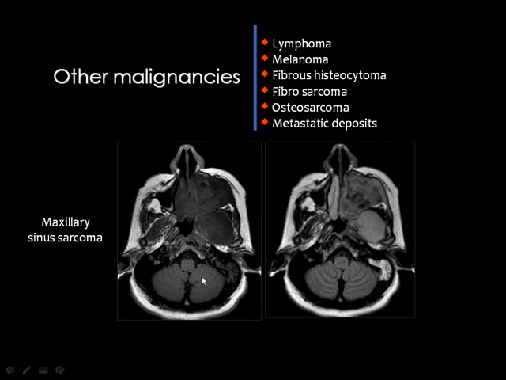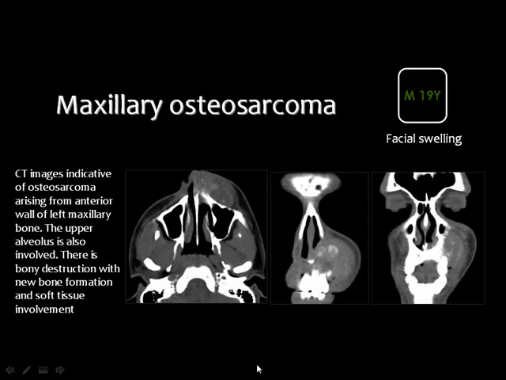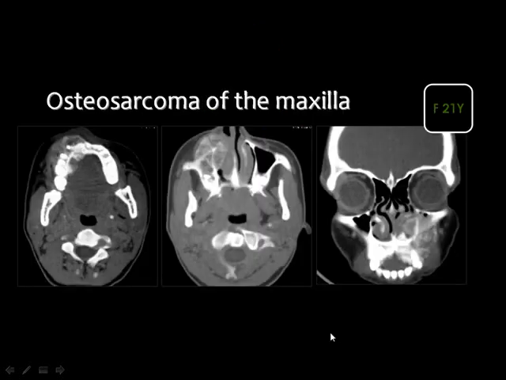By MRI before and after contrast injection, you see the tumor mass and you see the extension into the masticator space. And this is the common appearance of the osteosarcoma in the paranasal sinuses infiltrating this area. You can see the matrix calcification, the tumor mass, and the erosions of the bones adjacent to the tumor.